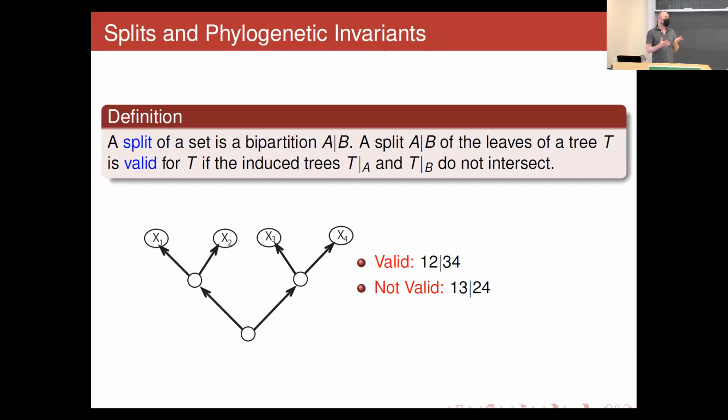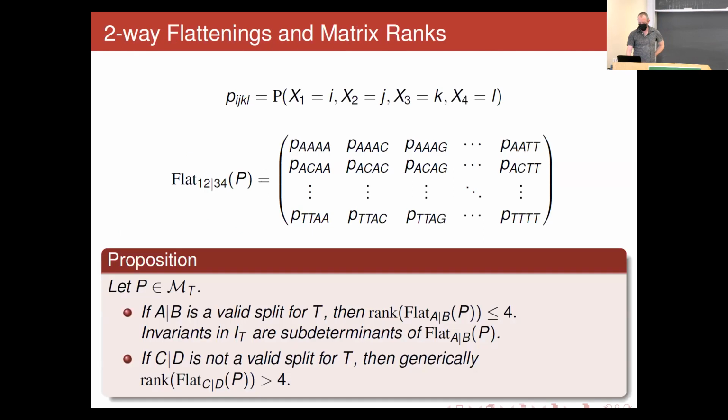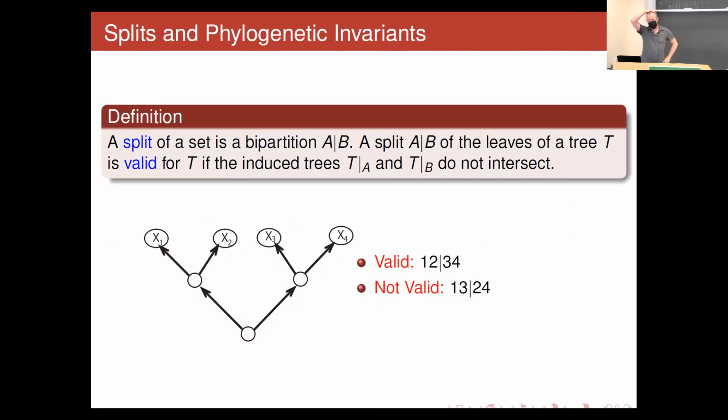Okay, you can generalize this to arbitrary trees. It's not something that only holds on trees with 4 leaves, and you just need a little bit of combinatorics about trees. We have this notion of a split of the set of leaves, which is just a bipartition of the set of leaves into two disjoint sets. And a split is called valid for the tree T if it comes from removing an edge in the tree.